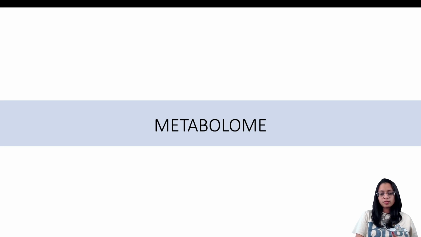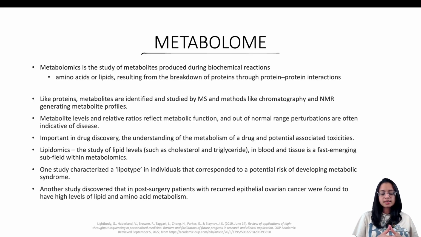After the proteome, now we want to talk about the metabolome, and metabolomics is the study of metabolites produced during biochemical reactions. Like proteins, metabolites are identified and studied using methods like mass spectrometry, chromatography, and nuclear magnetic resonance spectrometry, which help in generating metabolite profiles. Now, metabolite levels and their relative ratios reflect the metabolic function, and levels out of normal ranges are indicative of disease. This is important in drug discovery, which helps us understand the metabolism of a drug and its potential associated toxicities.